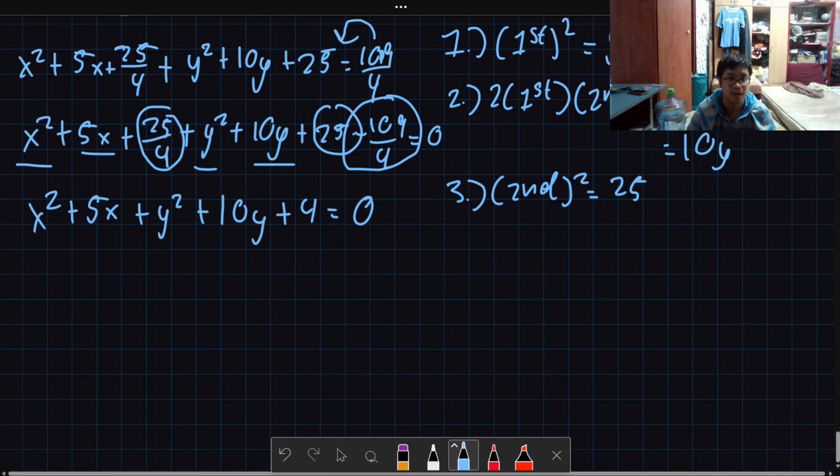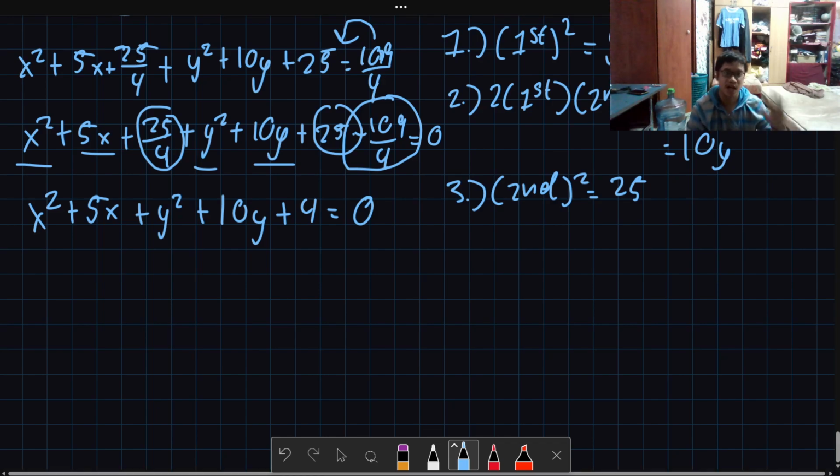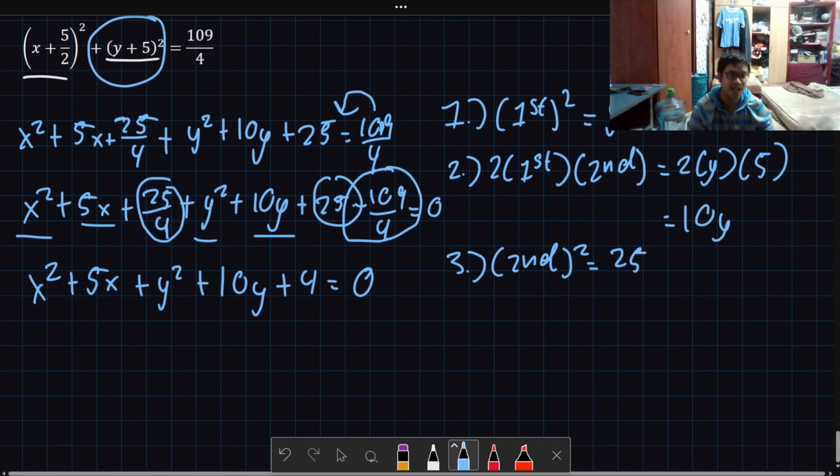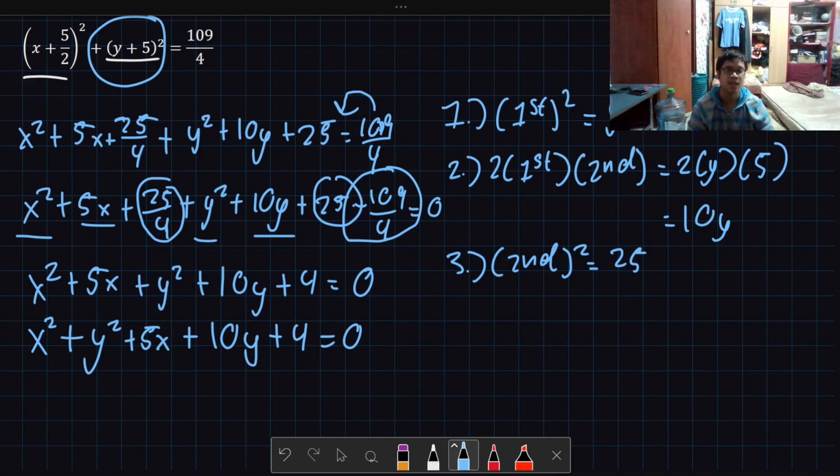Now, what's the next step? Next step is you arrange the terms from highest exponent to the lowest exponent. So of course, we have x squared plus y squared plus 5x plus 10y plus 4 is equal to 0. It's already arranged from highest exponent to the lowest exponent. So yeah, we're done.